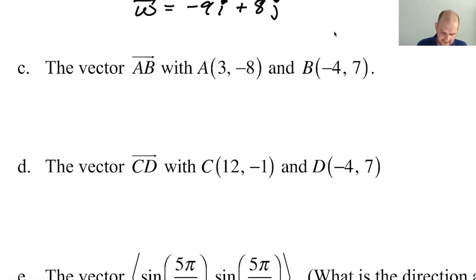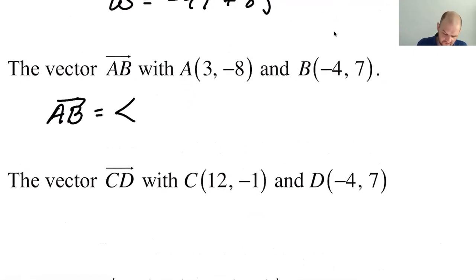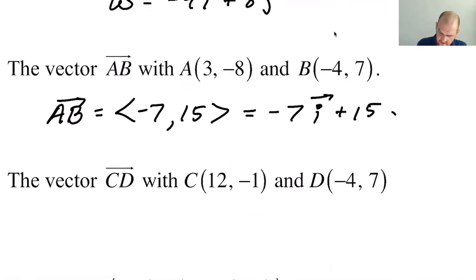So here, the vector AB. Start at A, end at B. I'll be honest, I do everything in component form, and then if it tells me I need to use ij, then I'll do it. But otherwise, I definitely don't. -4 minus 3 is -7. 7 minus -8 is 15. So I'm going to say it's -7i plus 15j.